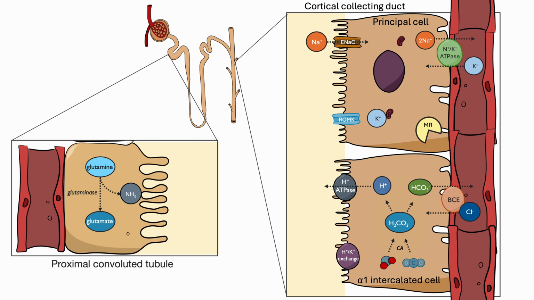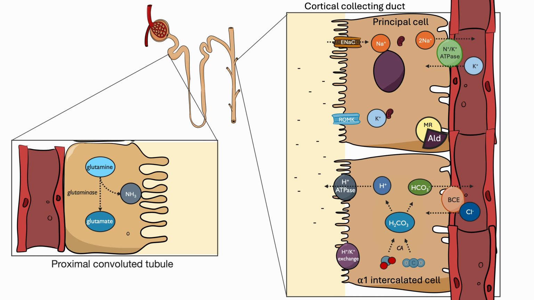1. Adequate sodium delivery to the cortical collecting duct. 2. Normal aldosterone levels and activity at the mineralocorticoid receptor. 3. Low intracellular sodium concentration generated by the activity of the sodium-potassium ATPase on the basolateral membrane. 4. Sodium reabsorption by the ENaC within the apical membrane of the principal cell, which generates a negative intraluminal gradient.